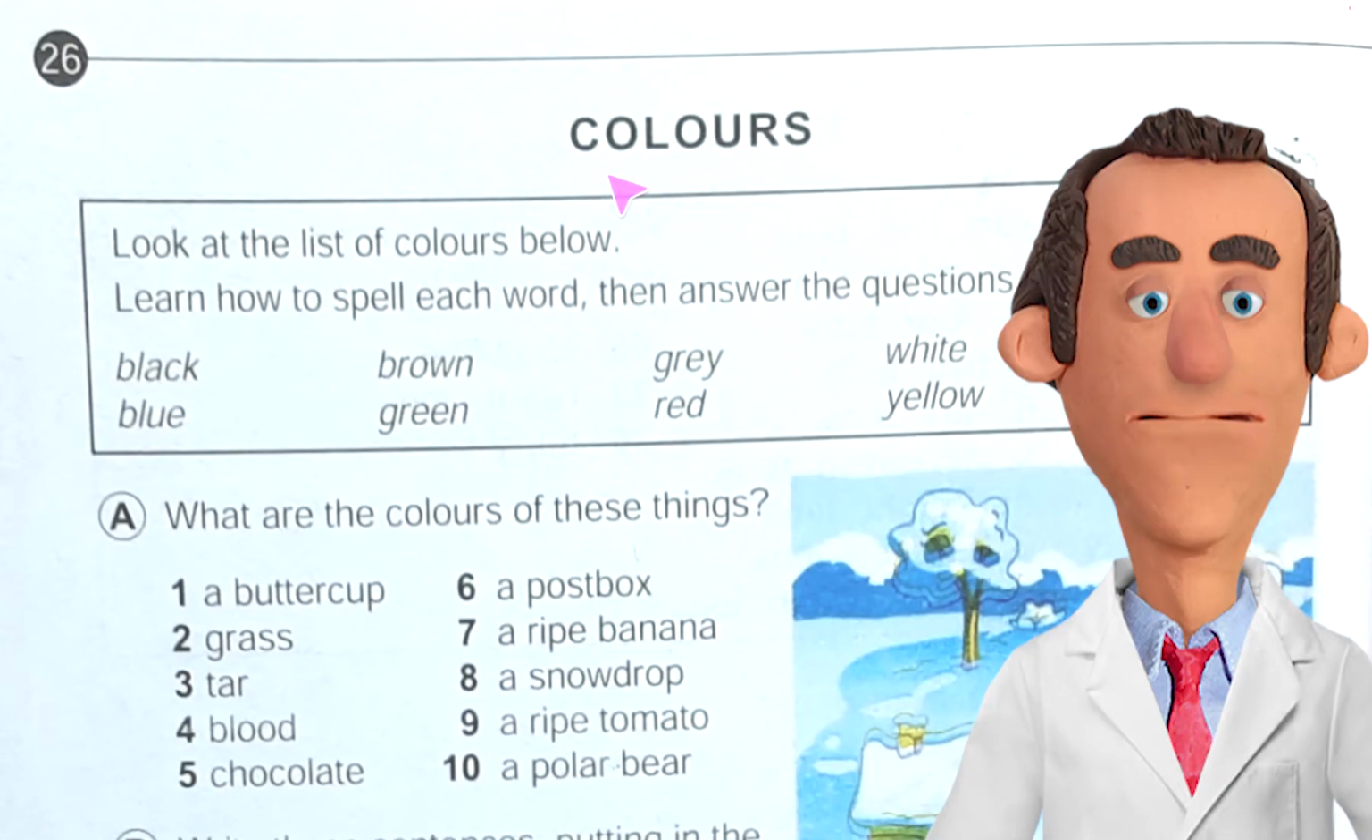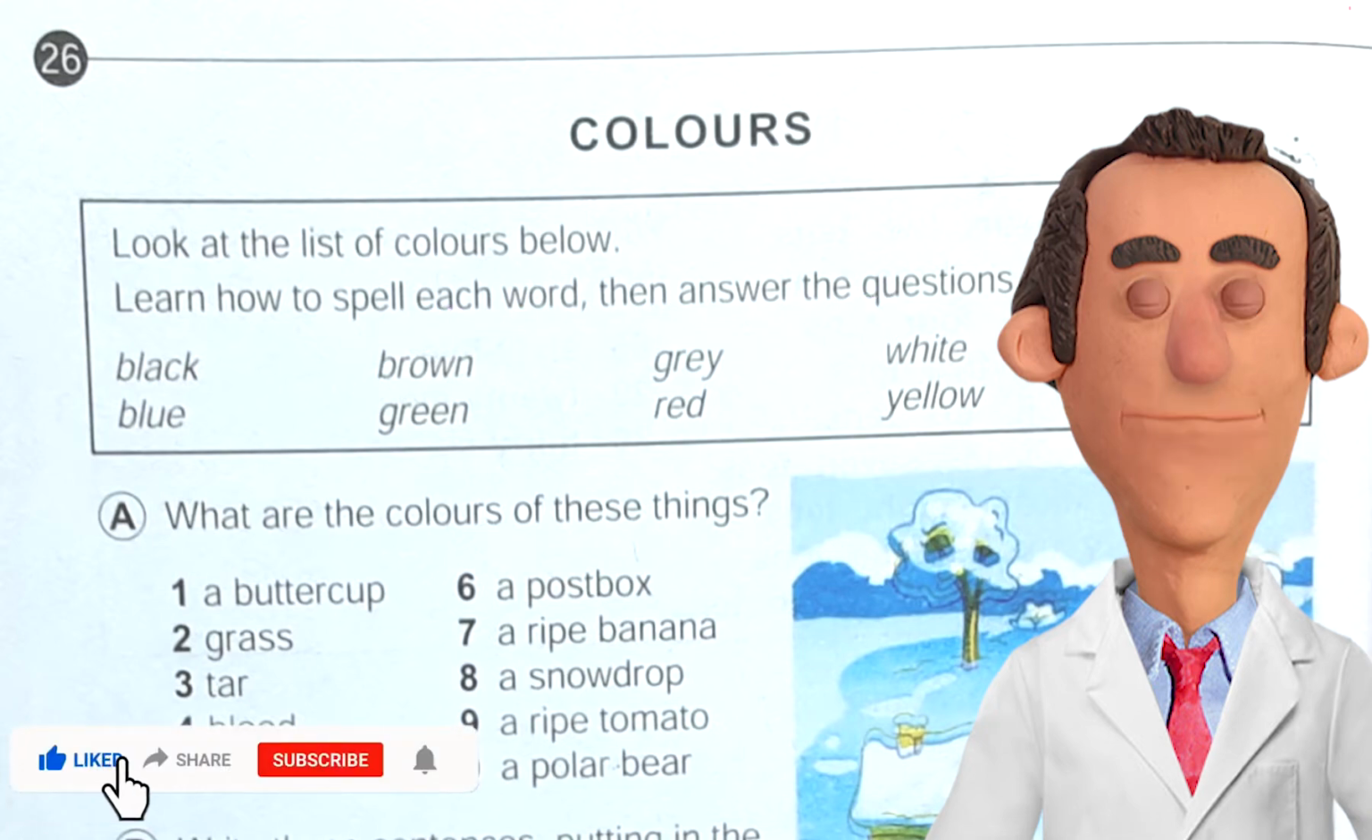Today again I am with you and I am going to discuss today Junior English Book 1 page number 26, and today we're getting the topic that is colors. Here it is written, look at the list of colors below, learn how to spell each word, then answer the questions. Here: black, blue, brown, green, gray, red, white, yellow.